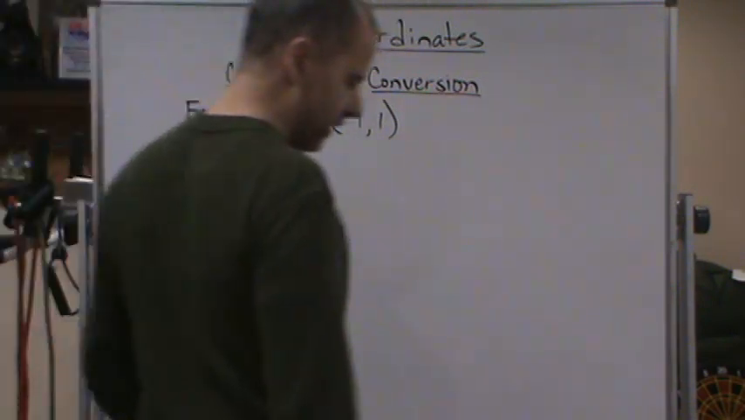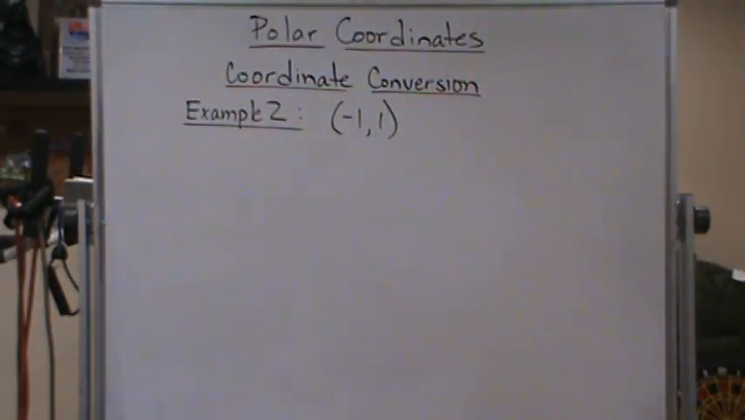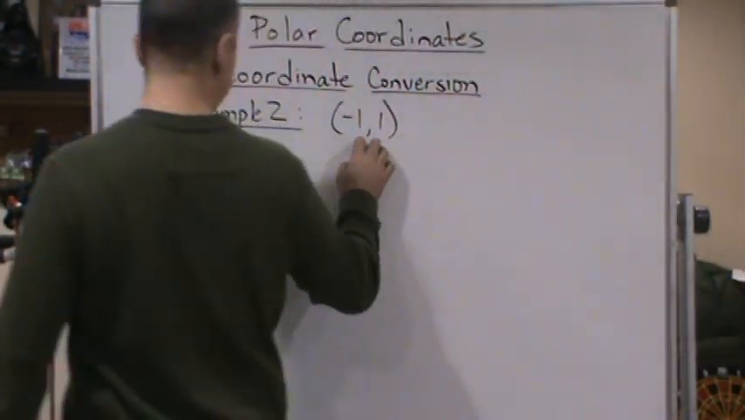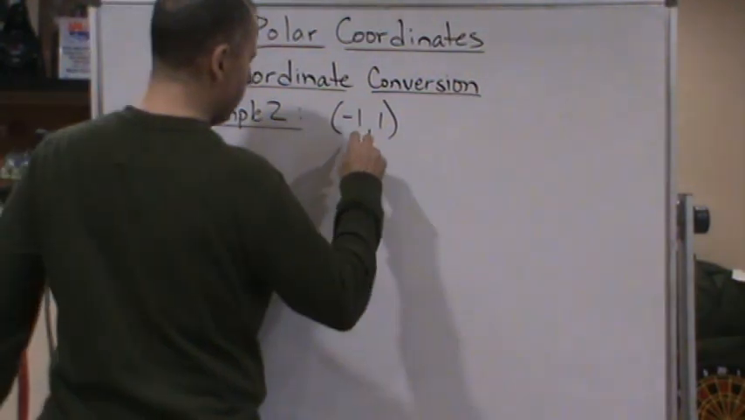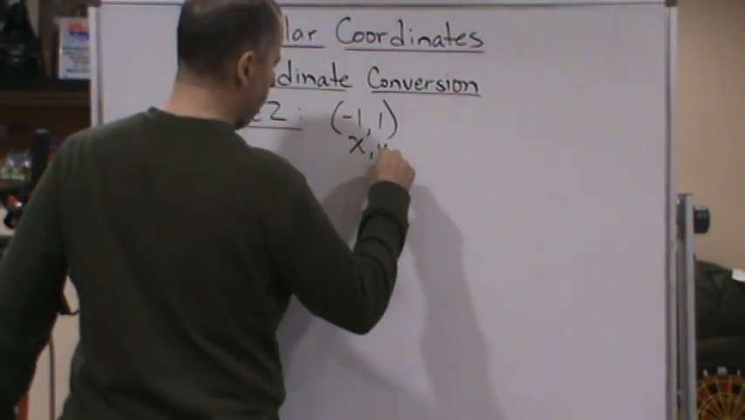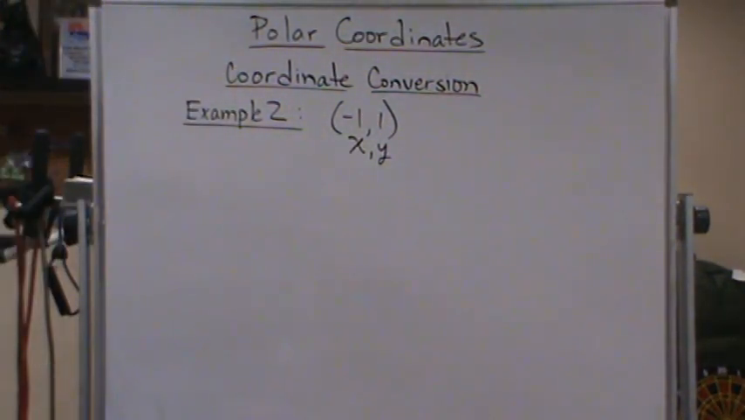All right, let's do example 2 now. Okay, so here we have our points, which is in rectangular form. So we've got our x and y. And so now what we want to do is convert this into polar coordinates, polar form.